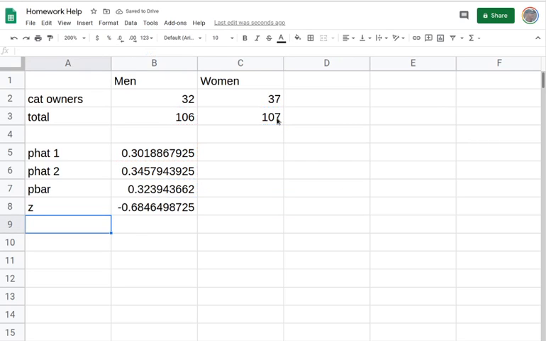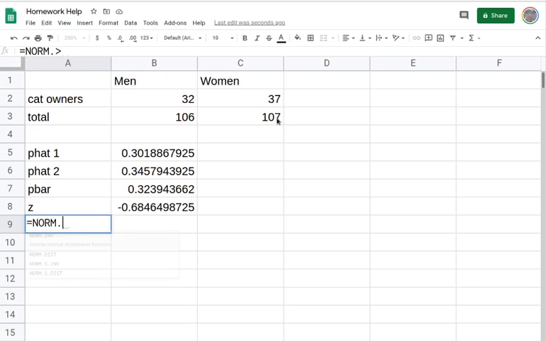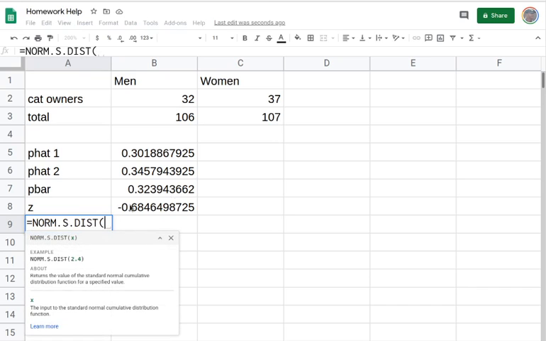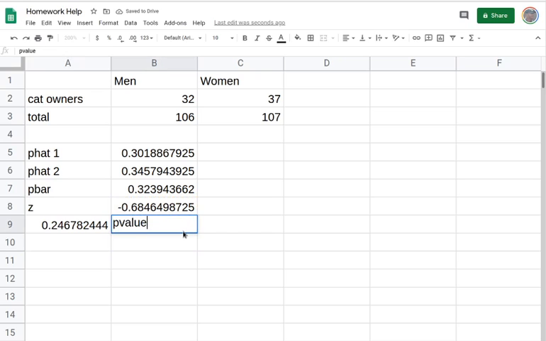And now I can find the p-value by calling the norm.s.dist function and throwing my test statistic in there. Oh, and I should have labeled that the p-value. So 0.2468.